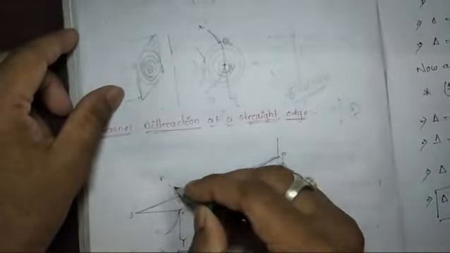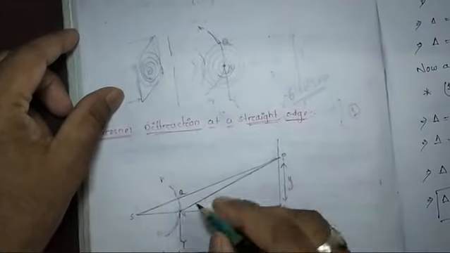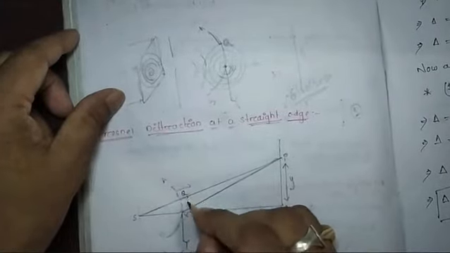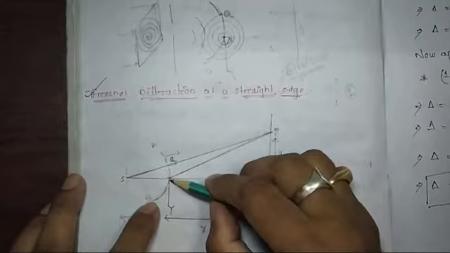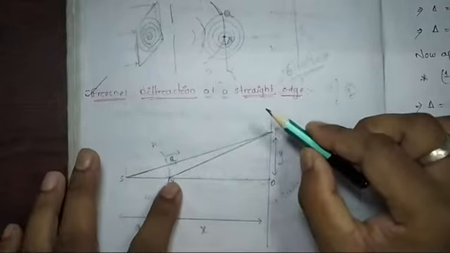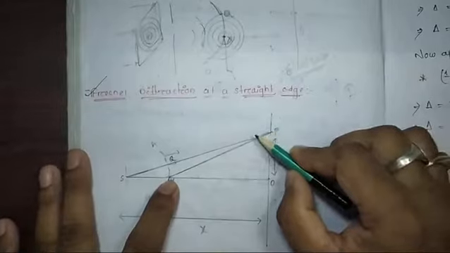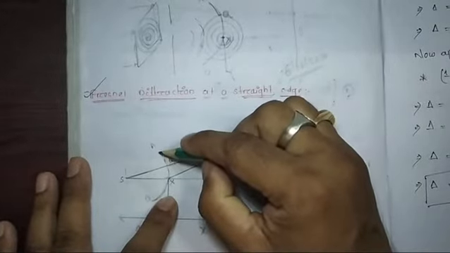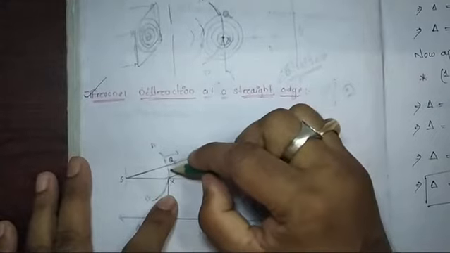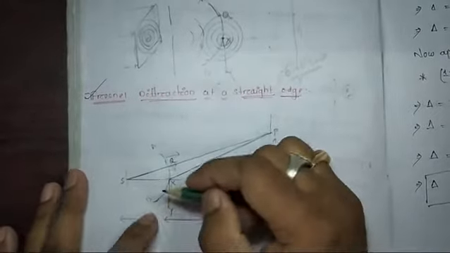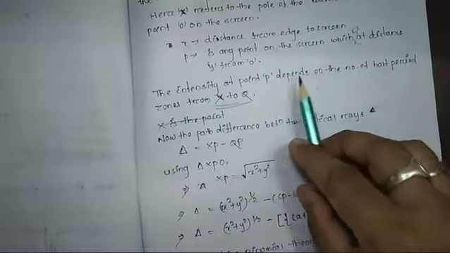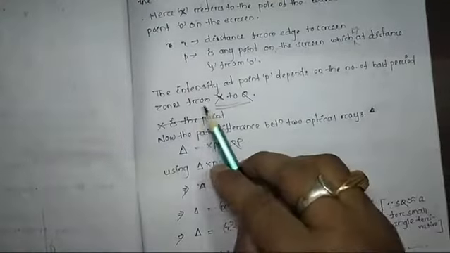That means above X, from A to X, this wavefront is going to be transmitted towards the screen. But the BX wavefront is going to be obstructed by this edge. So the intensity at point P will be decided by this wavefront only, because the AX wavefront is transmitted and the XB wavefront has been blocked. So the intensity at point P depends on the number of half period zones from X to P.